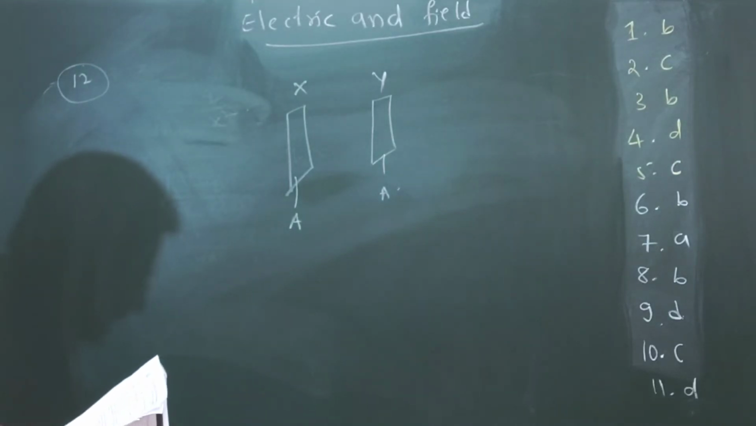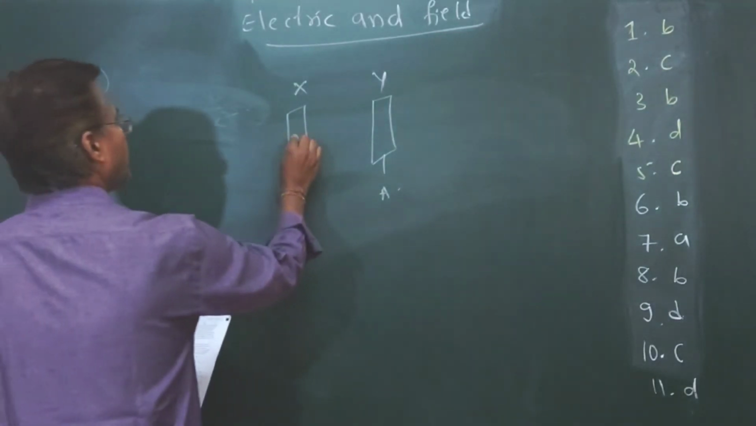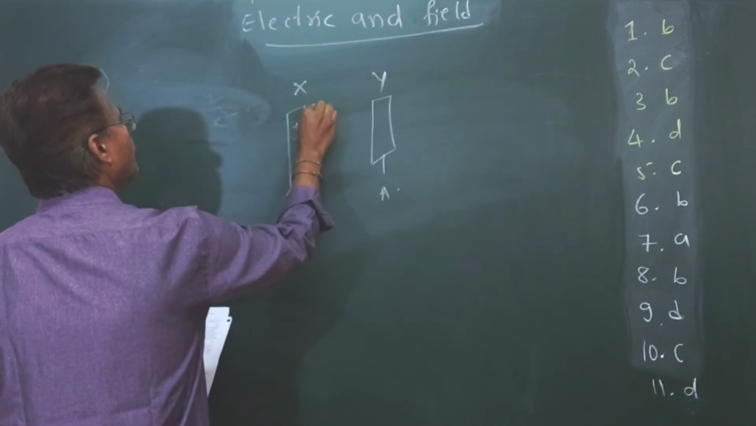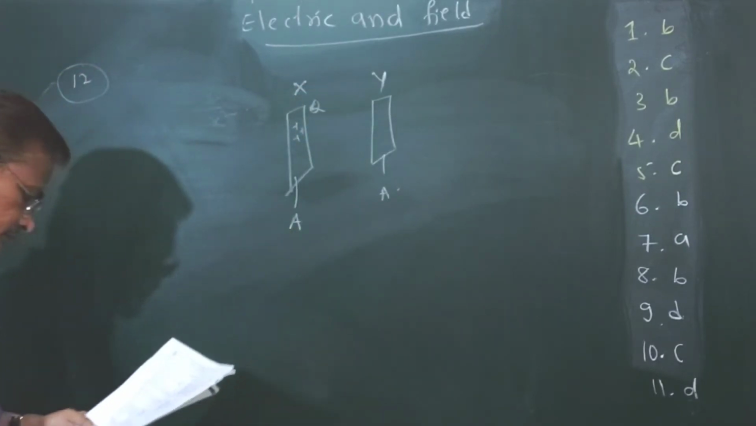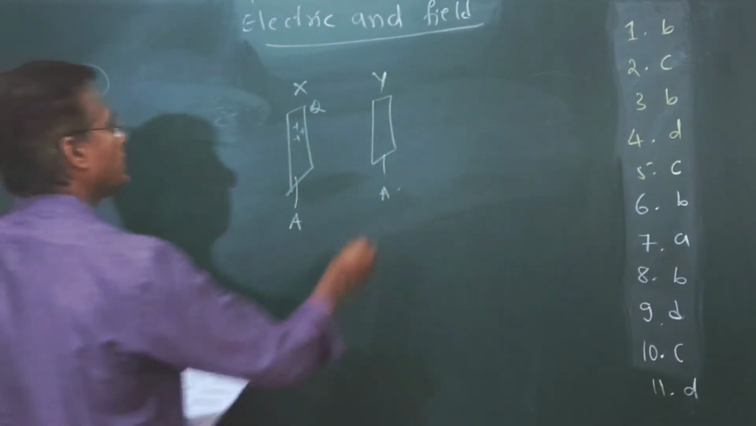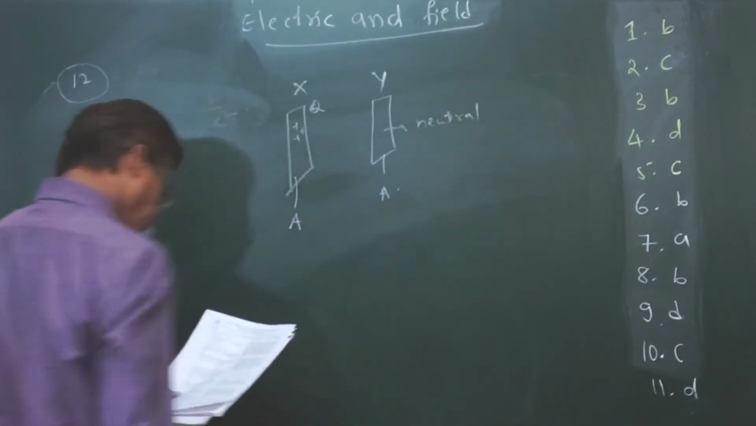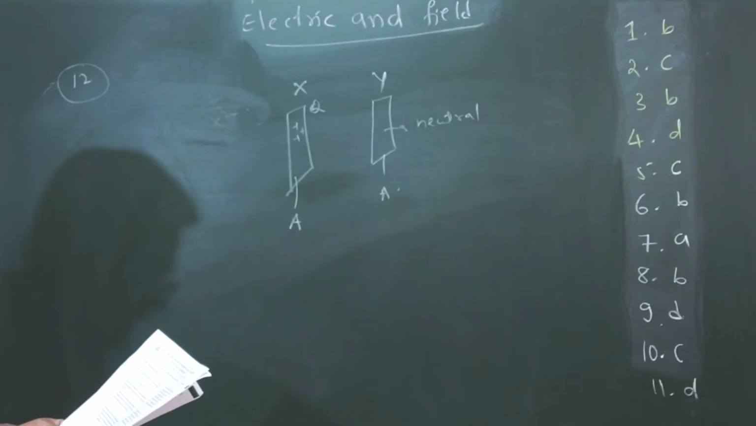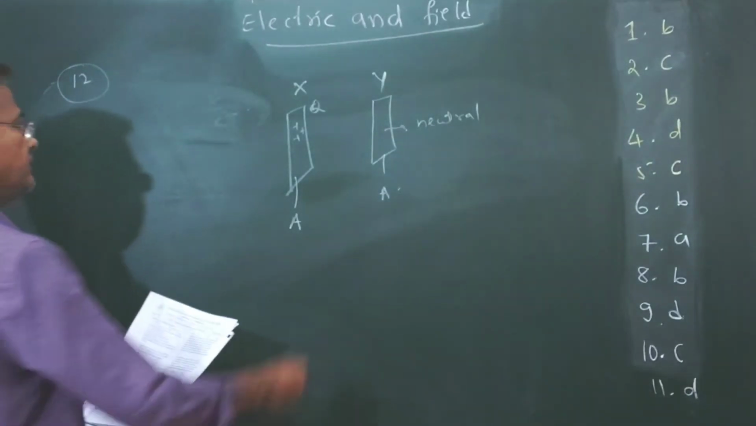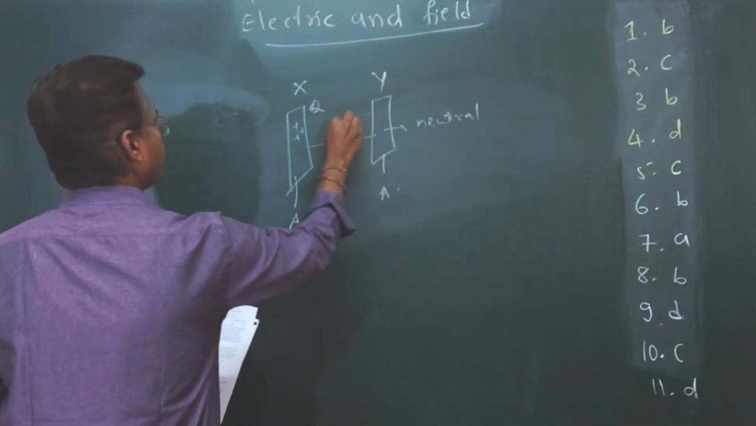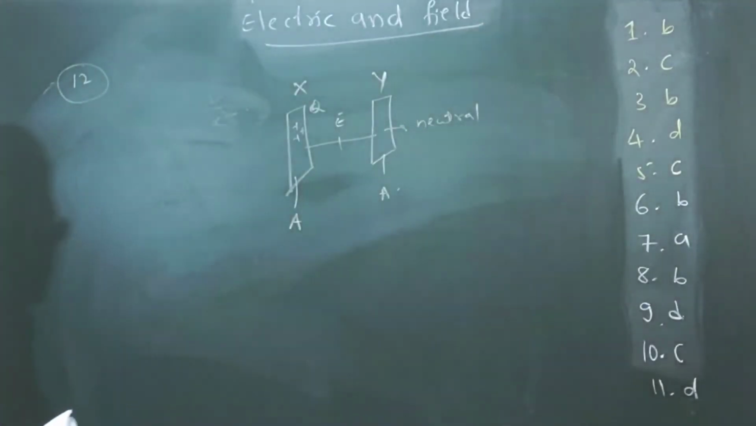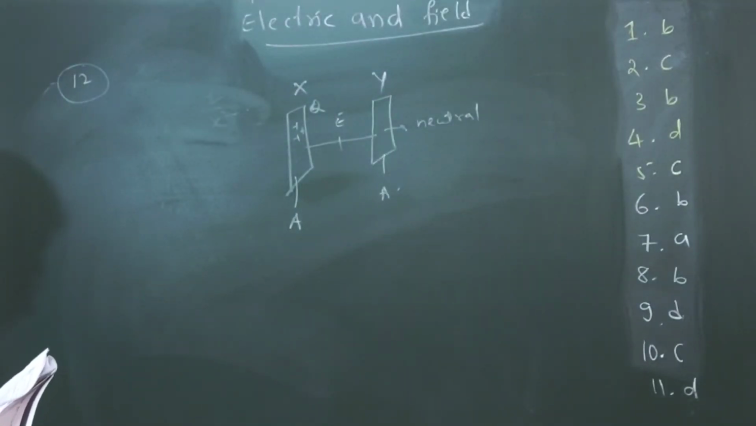The plate X is given positive charge Q, whereas the other is neutral. This one is neutral, no charge. The electric field at a point between the plates is given by.